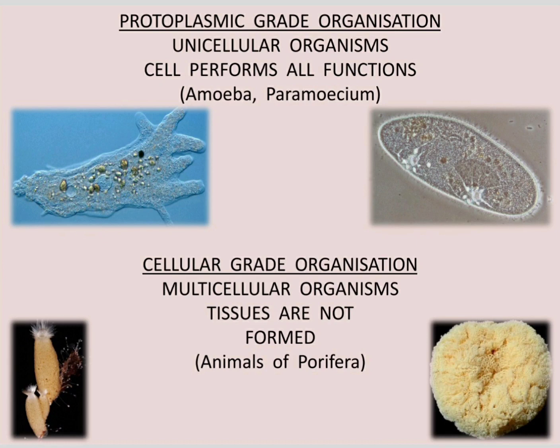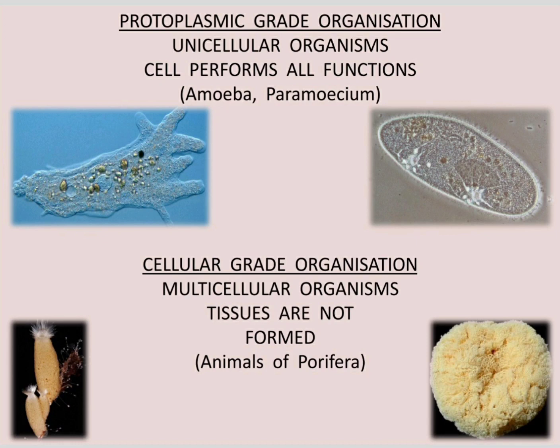So such a type of organization is called a protoplasmic grade organization, and we see this in animals such as amoeba and paramecium. In these unicellular animals, all the different types of functions are performed by that one single cell only. Okay, and the examples are the first two pictures that I have put up in the slide. The first one, amoeba, and the second one, paramecium.